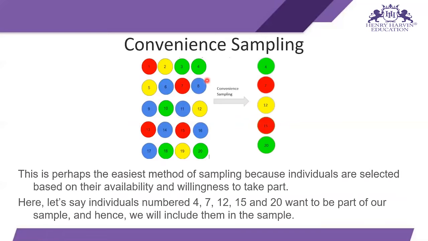Next comes the convenience sampling. This is perhaps the easiest method of sampling, because individuals are selected based on their availability and willingness to take part. Here, let's say individuals numbered 4, 7, 12, 15, and 20 want to be part of our sample, and hence we include them in the sample. So here, as you can see, I just take 4, 7, 12, 15, and 20.